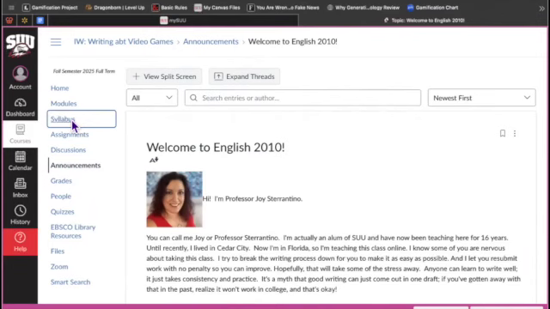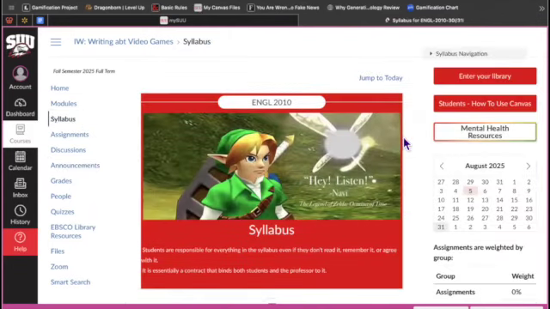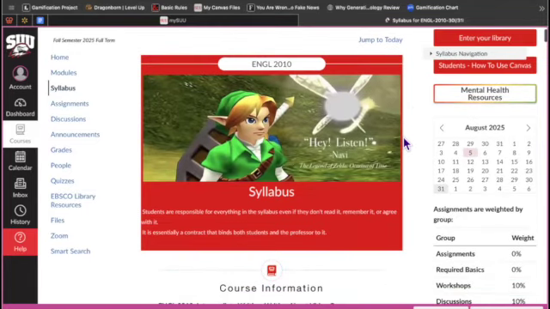Today I want to talk about your Canvas page and specifically your syllabus. This is something that I think a lot of students overlook, and it's really important when you take a class. So I'm going to share my screen. Let's look at the syllabus. This is really important, and students don't think that it is.